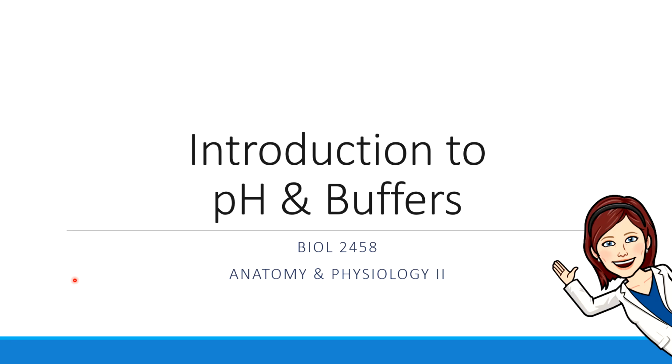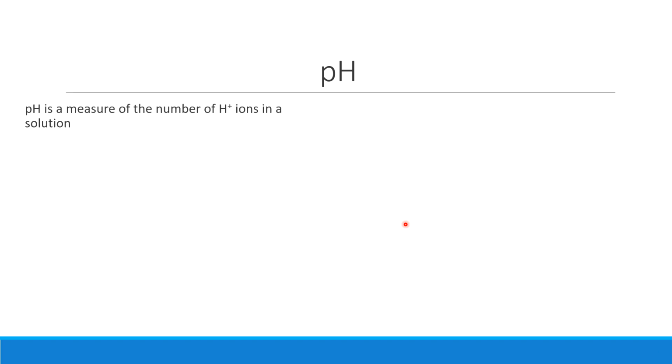In this short video, we're going to talk about the normal pH that we see inside the human body, and we're going to introduce the idea of buffers, which are things that make sure that your body's pH stays where it's supposed to be. When we talk about the pH of a solution, what we're actually talking about is how many hydrogen ions are in that solution. So a solution with a lot of hydrogen ions is going to be very acidic. A solution with not as many hydrogen ions is going to be more basic.